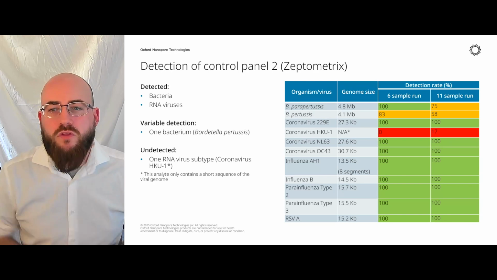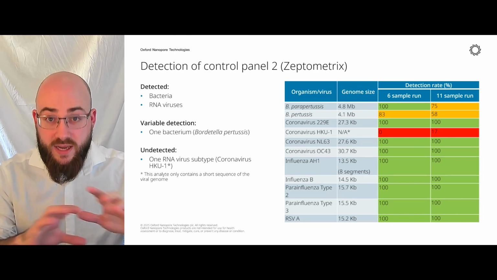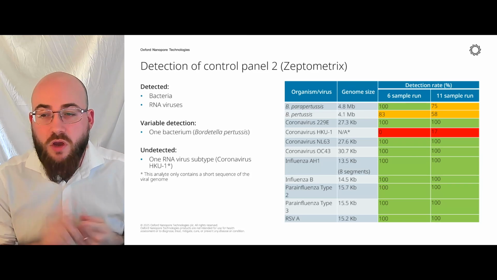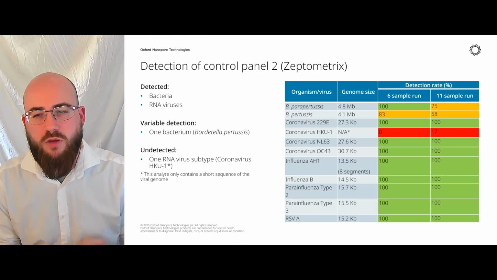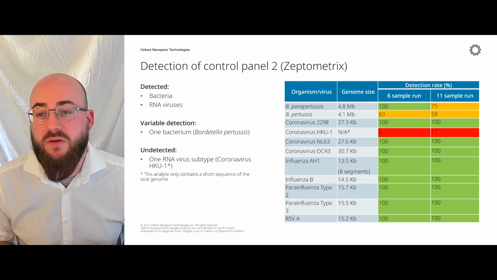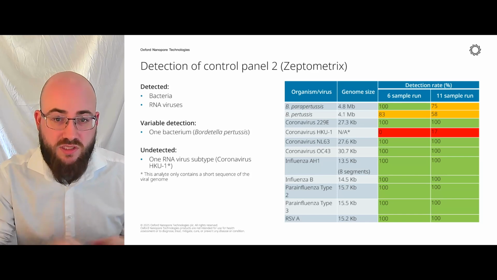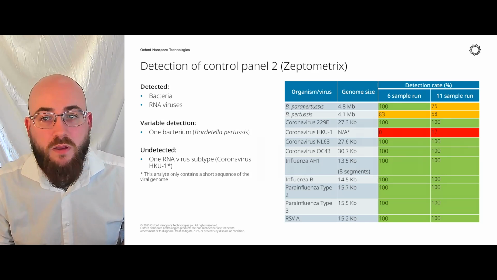Now, I want to note the reason we think that is because in the panel that's provided here, there's only a really short sequence of the genome, and that's why we think we don't detect it, okay? It's the only coronavirus that's missing. All the other coronaviruses you can see are there all the time.